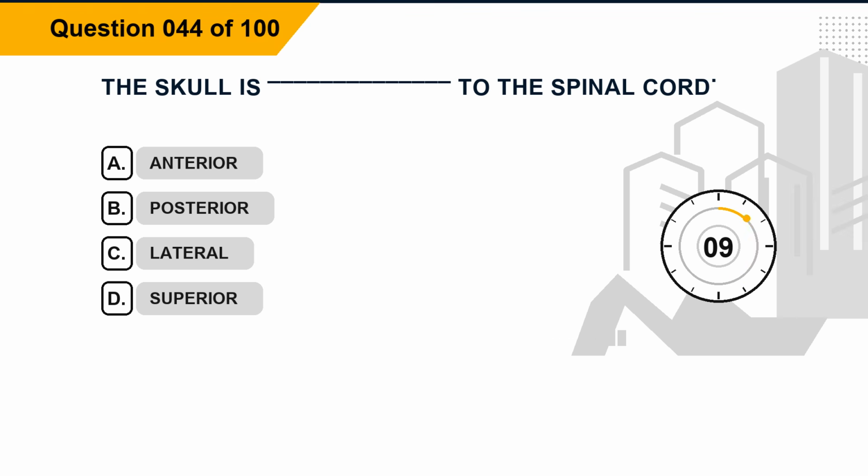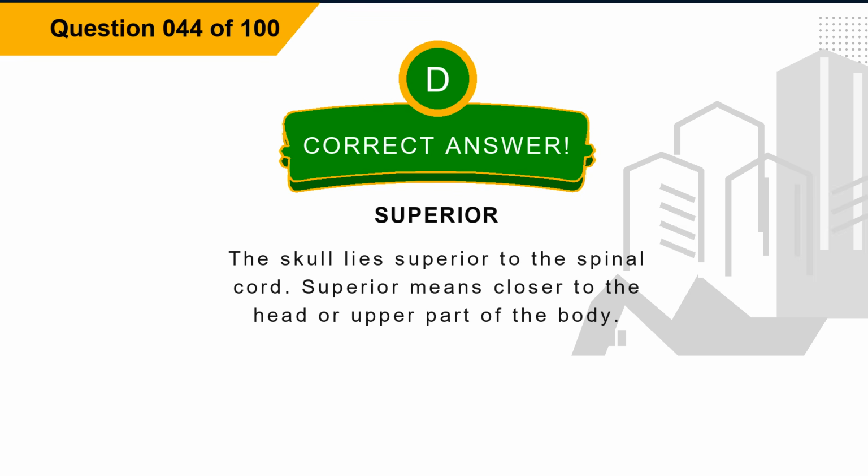Question 44. The skull is blank to the spinal cord. Option A, anterior. Option B, posterior. Option C, lateral. Option D, superior. The correct answer is option D, superior. Explanation. The skull lies superior to the spinal cord. Superior means closer to the head or upper part of the body.